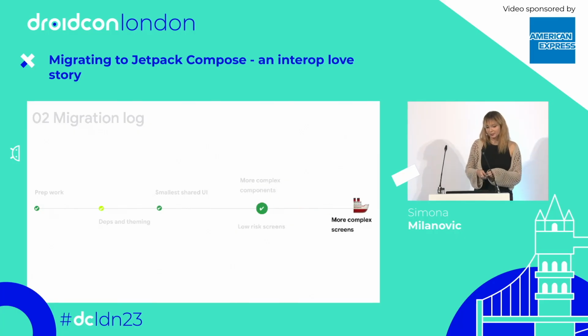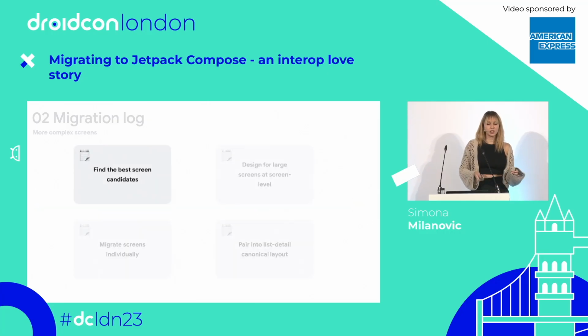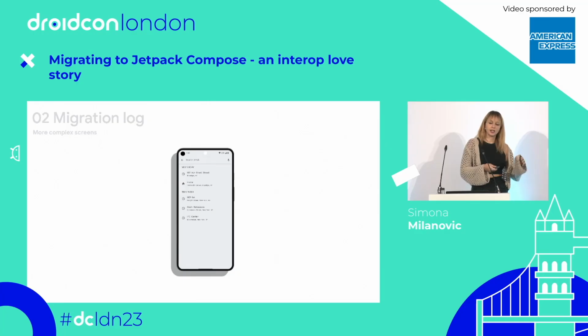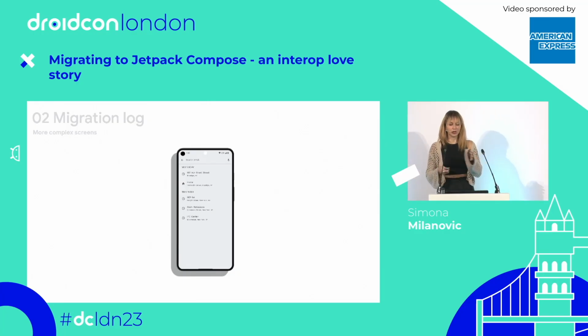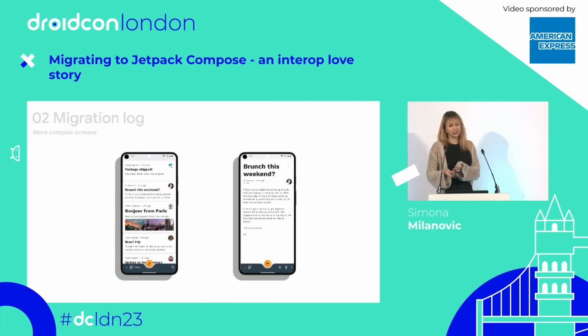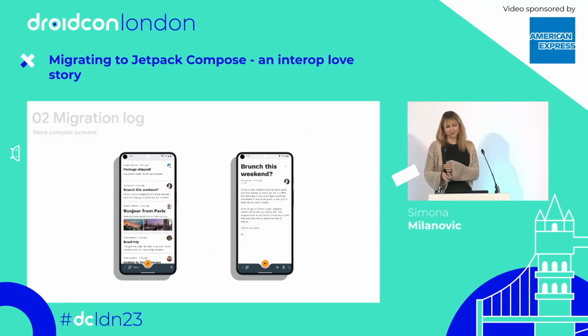Moving on to the last step, migration of more complex screens. This starts with a search of the best screens. A previous step was looking at low-risk, low-engagement screens, with minimal changes required for supporting large screens. But in every migration journey, there comes a time for those riskier and more complex screens. So fear not, there is a safe way of doing this as well.